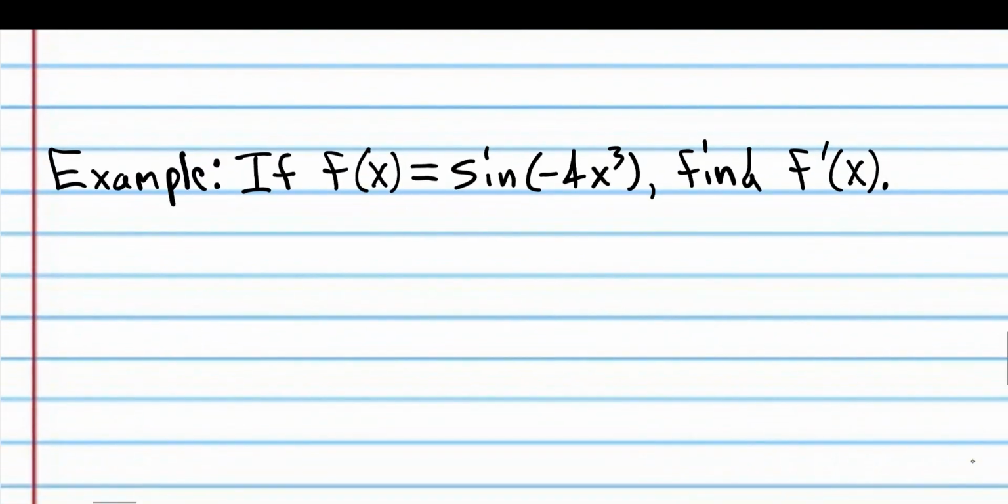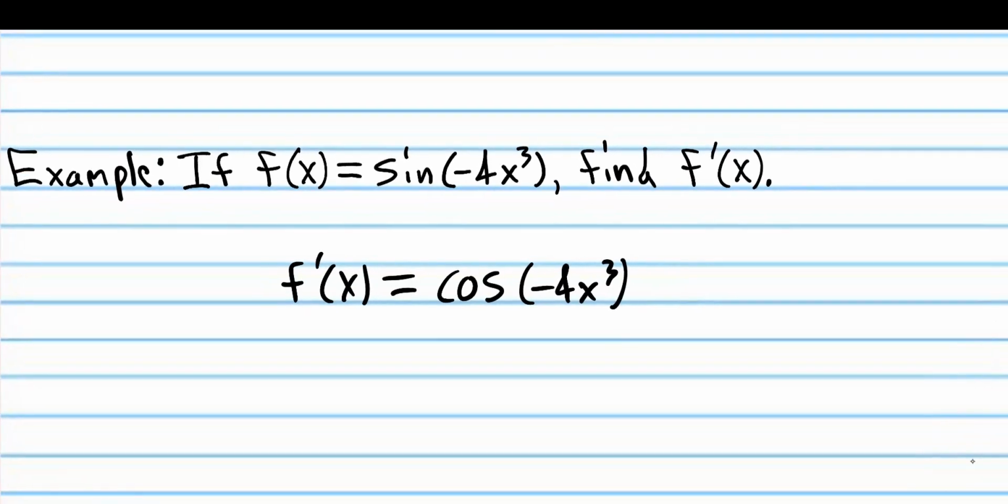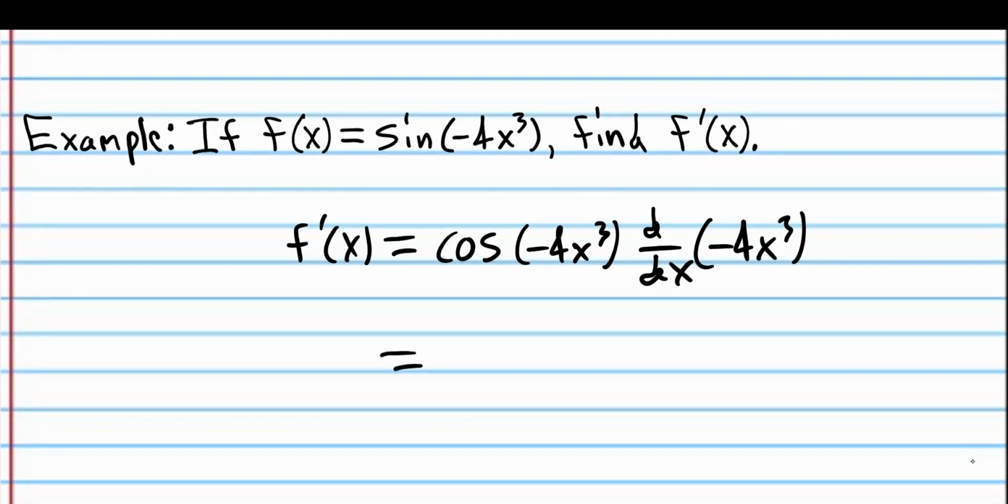Okay, we're back. So the first step of the chain rule is to find the derivative of the outside function. That's cosine. Second step is to keep the inside function. Don't do anything with the inside function. Third step is to multiply by the derivative of the inside function. And so we have cosine of negative 4x cubed times negative 12x squared.